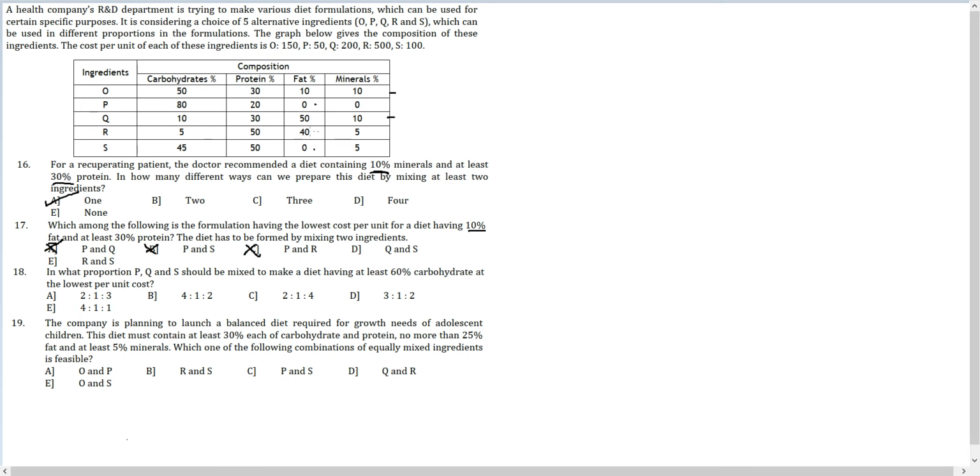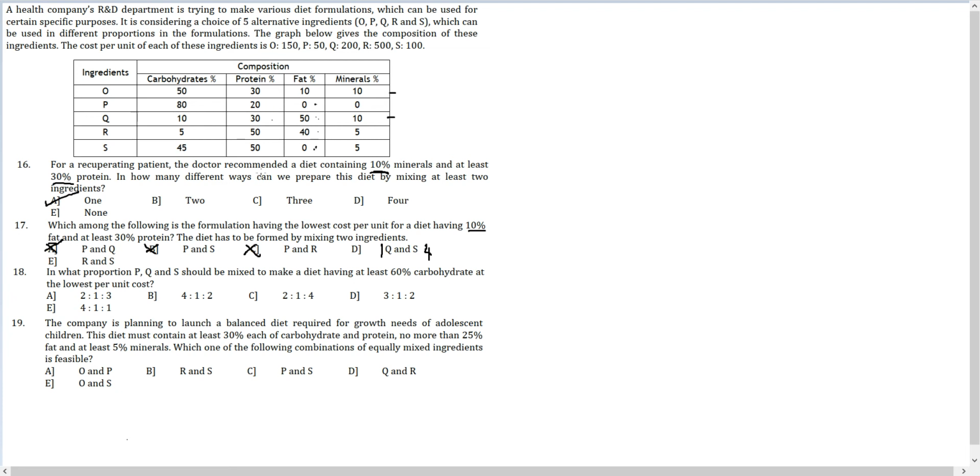Let's look at Q and S. Protein is definitely more than 30, not a problem. Let's look at fat now, 50 and 0. So you would want how much? I need to get to 10. So 4 units of S and 1 unit of Q. Okay. So 4 units of S and 1 unit of Q would lead me to 10% fat. This is an acceptable pair.